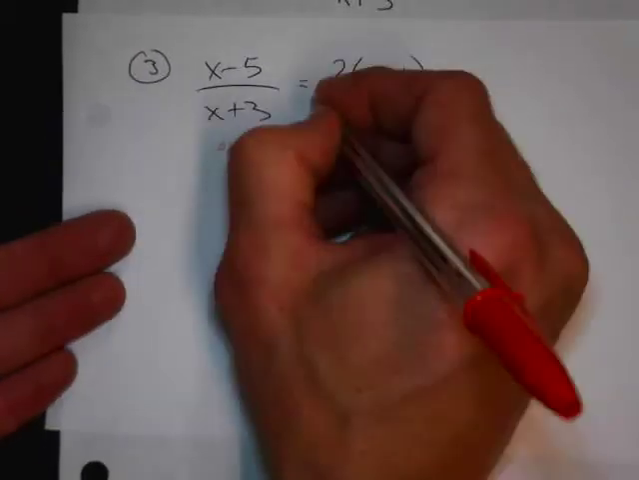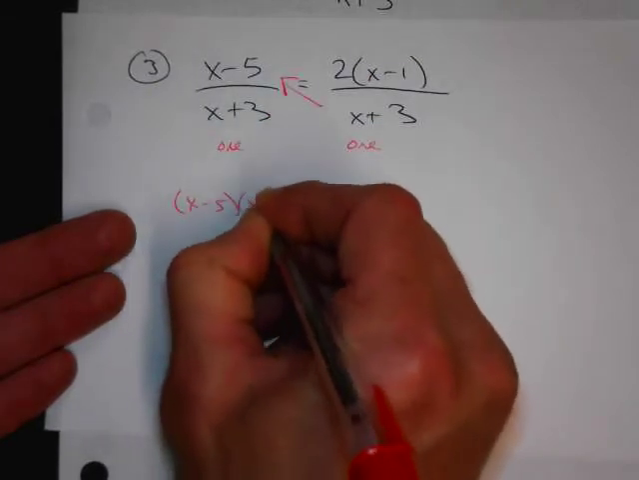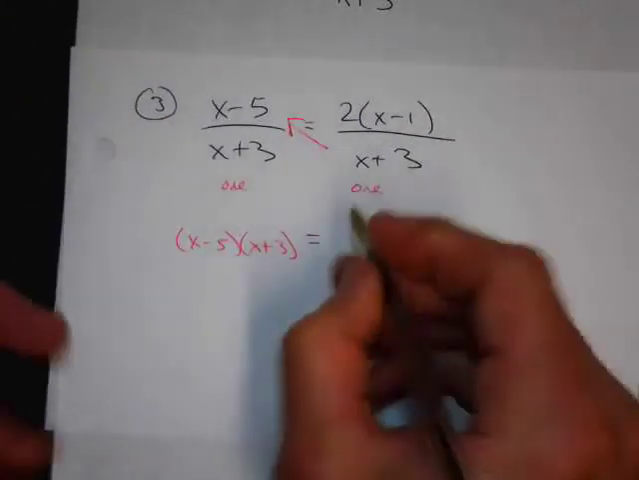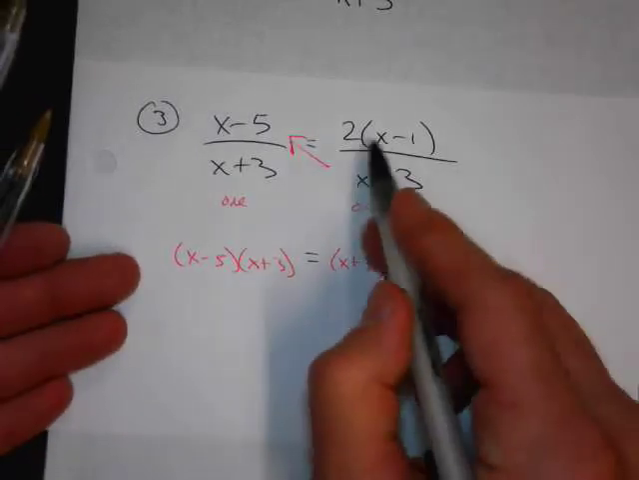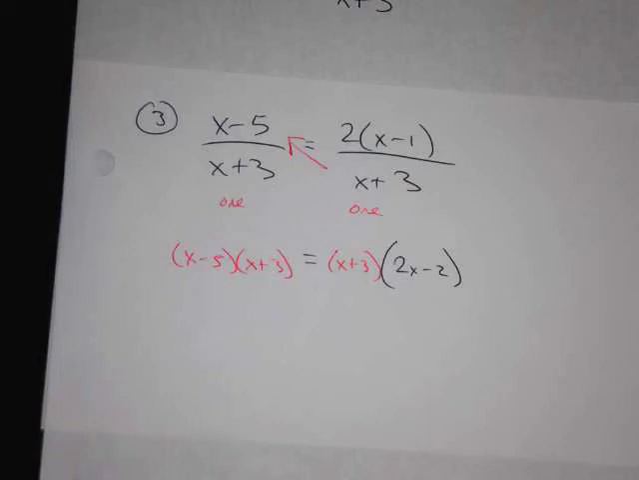So if I cross multiply, I have x minus 5 times x plus 3. And then on the other side, I'd have x plus 3 times 2x minus 2. Okay, I'm going to do this the hard way first.